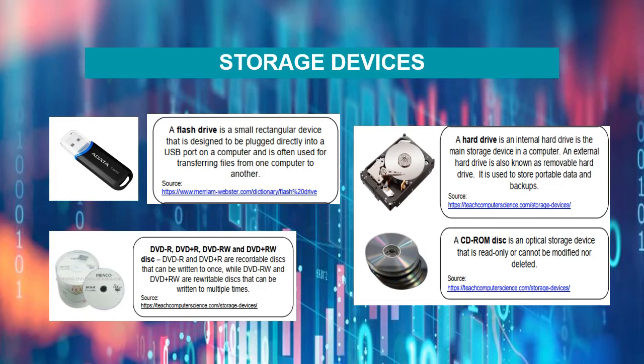An external hard drive is also known as a removable hard drive, and it is used to store portable data and backups. We also have the CD-ROM disk. It is an optical storage device that is read-only and cannot be modified nor deleted.